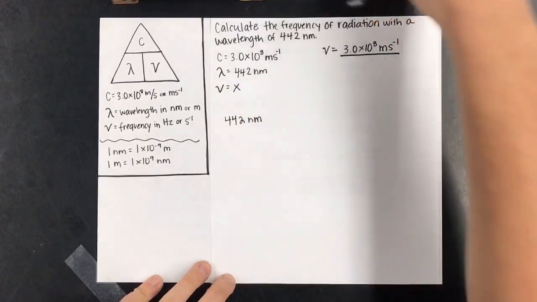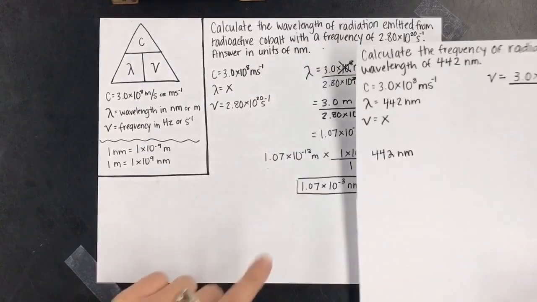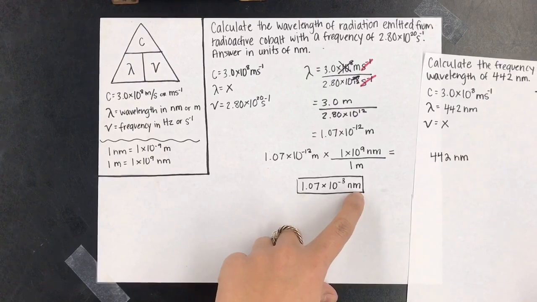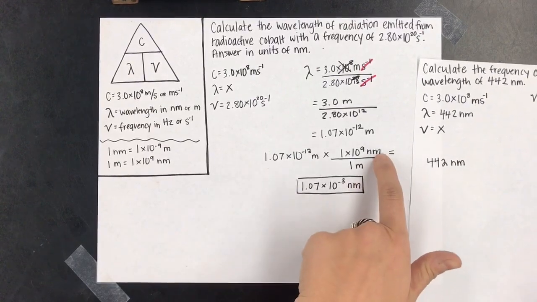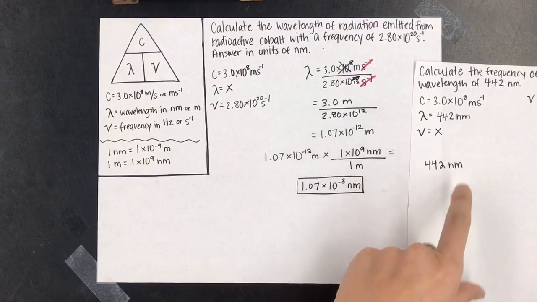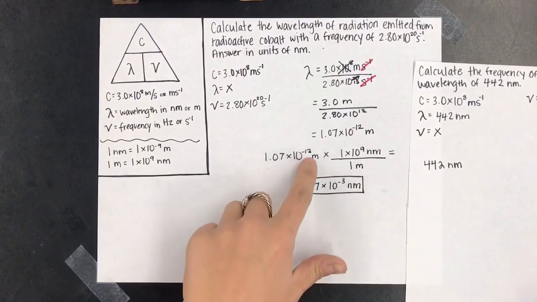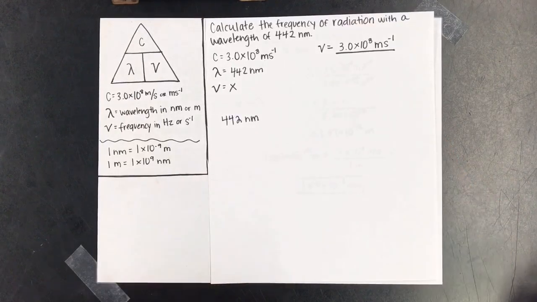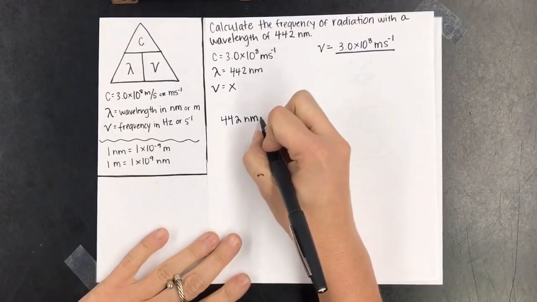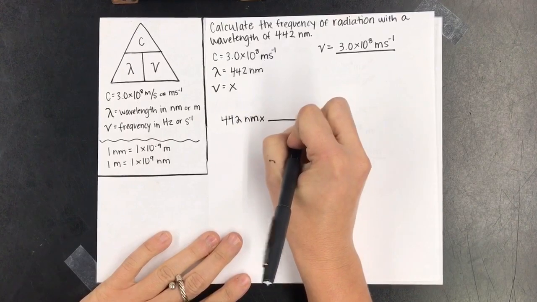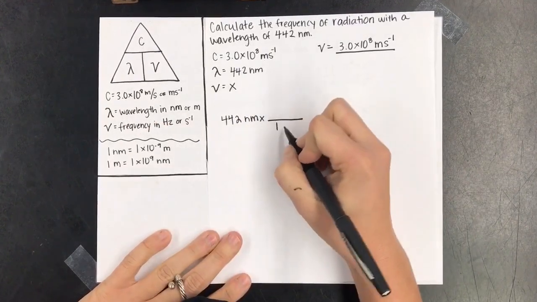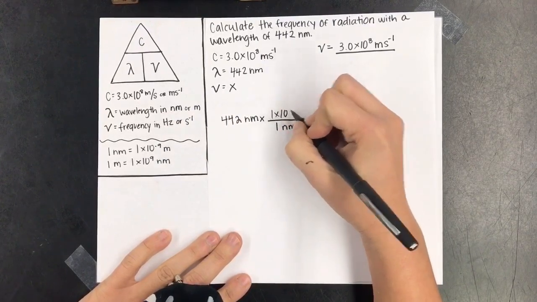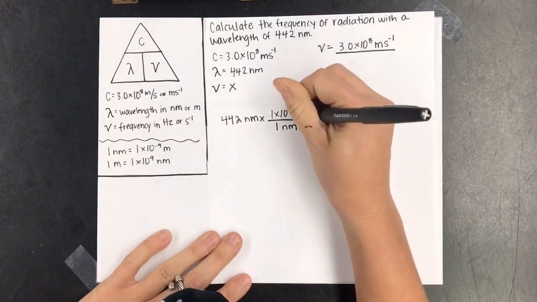Okay, in the previous problem, if you remember, we had meters and we wanted to convert to nanometers. So we had meters on bottom, nanometers on top. This is the opposite. We have nanometers, we want meters. Okay, so nanometers is going to have to be at the bottom, and meters is going to have to be on top. Okay, so 1 nanometer is equivalent to 10 to the negative 9 meters.